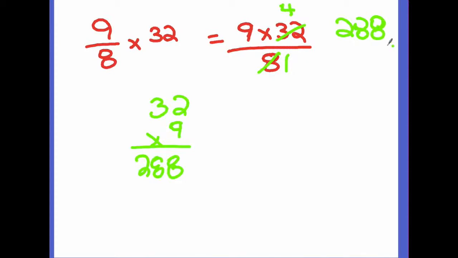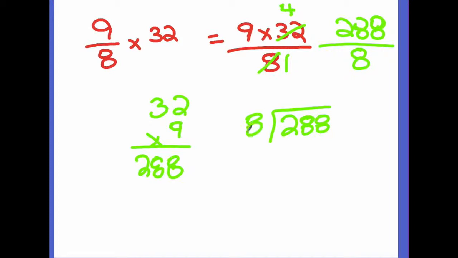This thing is not writing today. Over 8. See how that works? So that means we can reduce it by dividing 288 by 8. So 288, if my pen will work for me today. 288 divided by 8. What's 28 divided by 8? 3. 3 times 8 is 24. Am I getting 28?